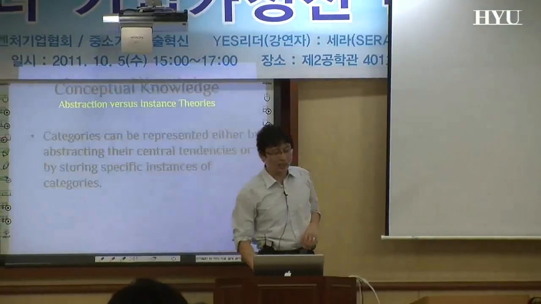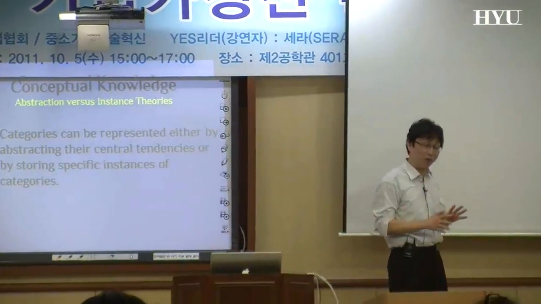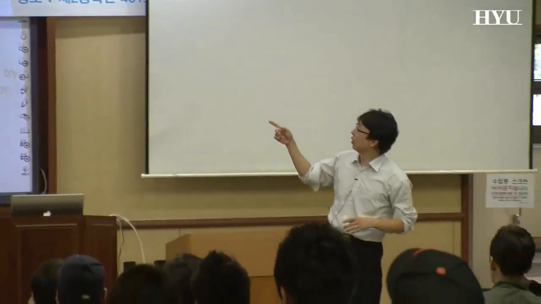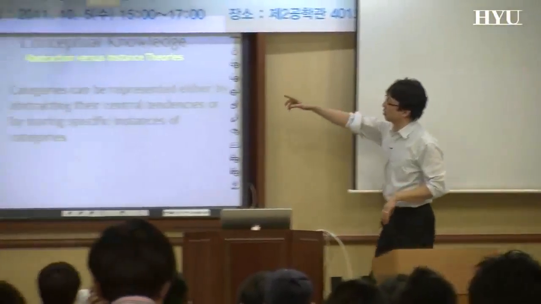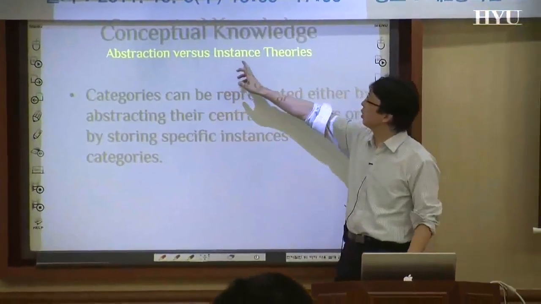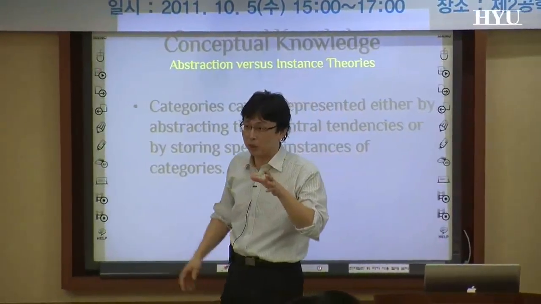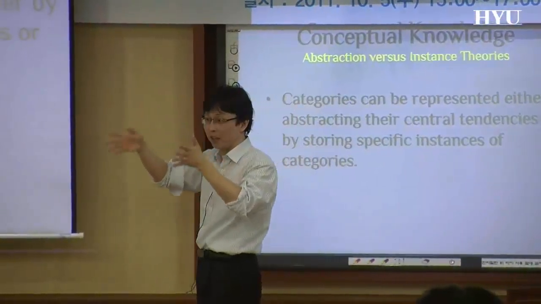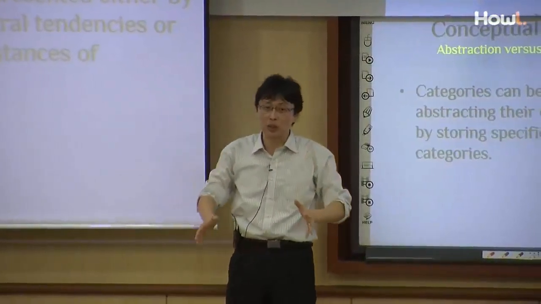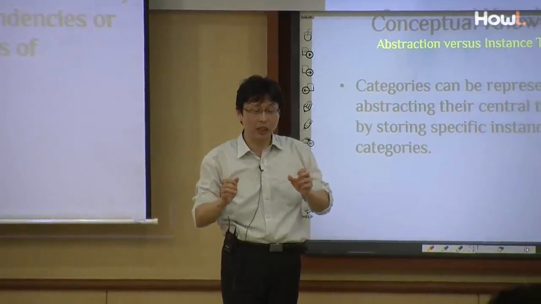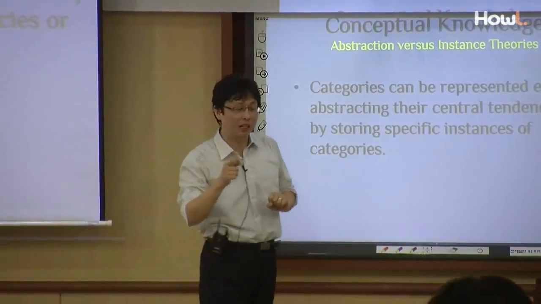Okay, so that is the end of chapter 5. Abstraction theory versus exemplar theory. Schema is abstraction theory because we define the slot and then the value, so we have a top-down approach. So that is called abstraction theory. That's your essay 3.